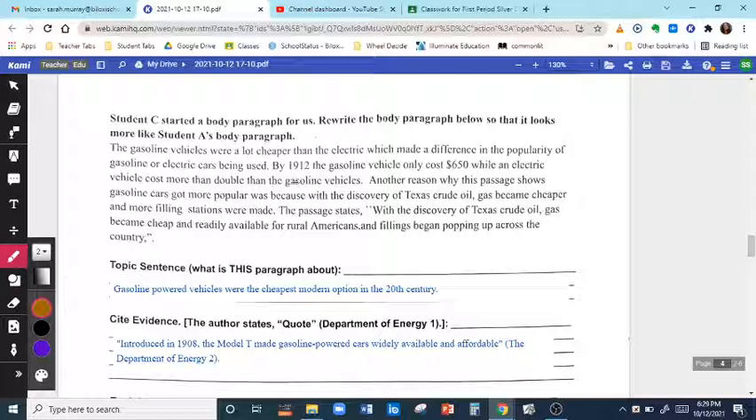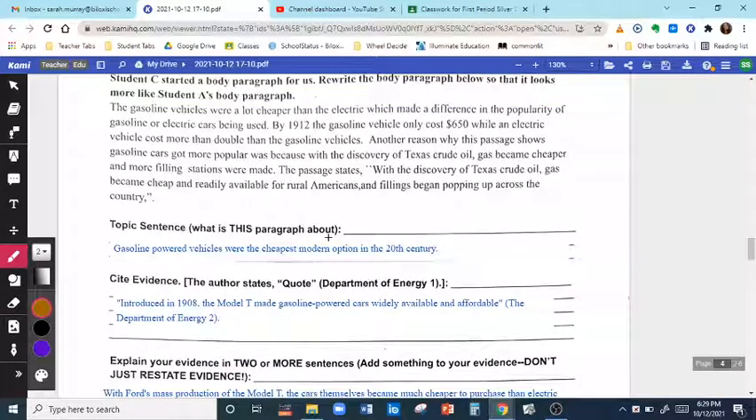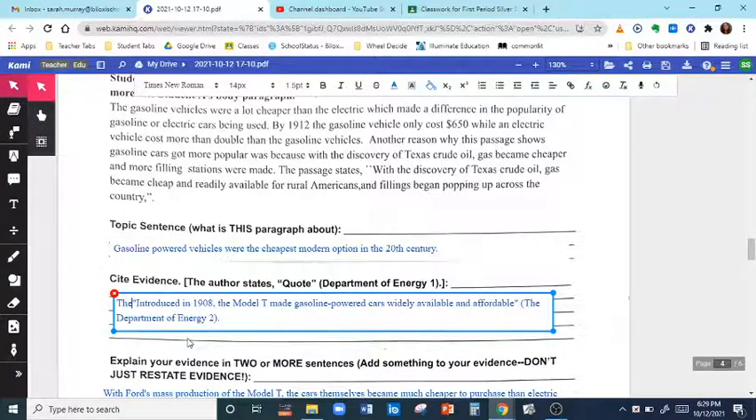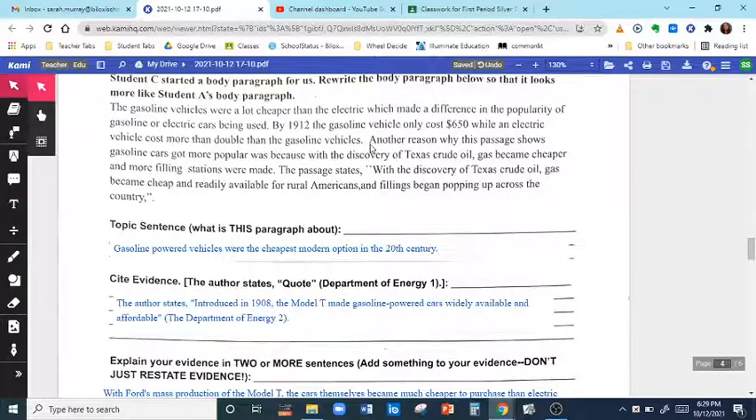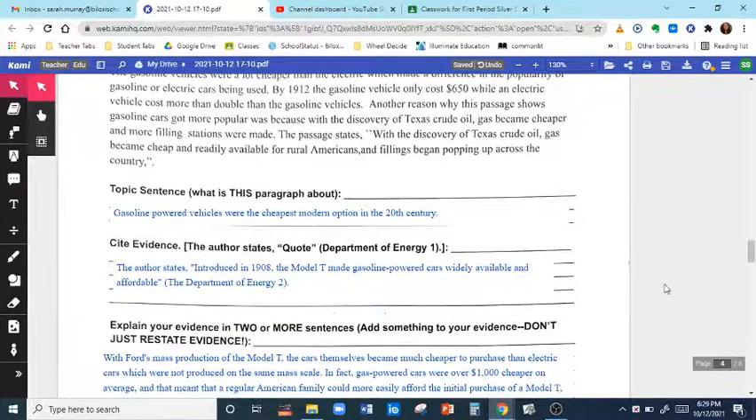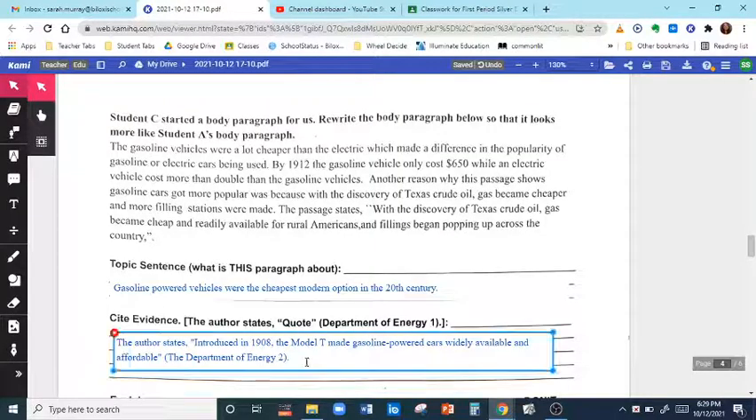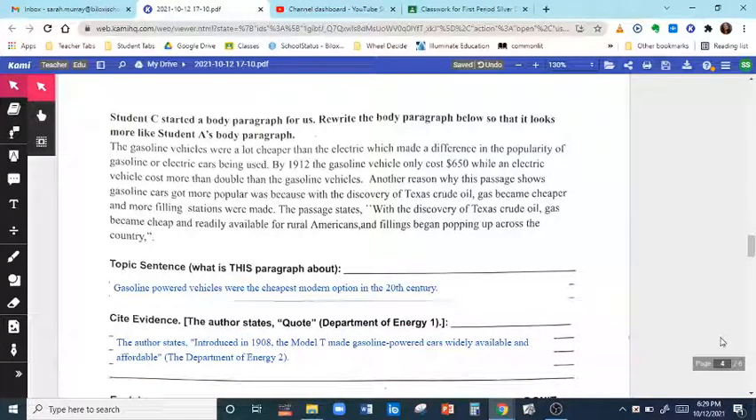Then we've got this next thing where it's kind of a piece of evidence, but it's not really explained like it's evidence. So we're going to change that to actual evidence. I forgot something. Hopefully you guys caught it. I need to say, the author states, comma, the quote, introduced in 1908, the Model T made gasoline-powered cars widely available and affordable. Then we've got our correct citation, which this person is missing. You need to have the correct citation. It's going to be the Department of Energy 1 or the Department of Energy 2. There is no other option.